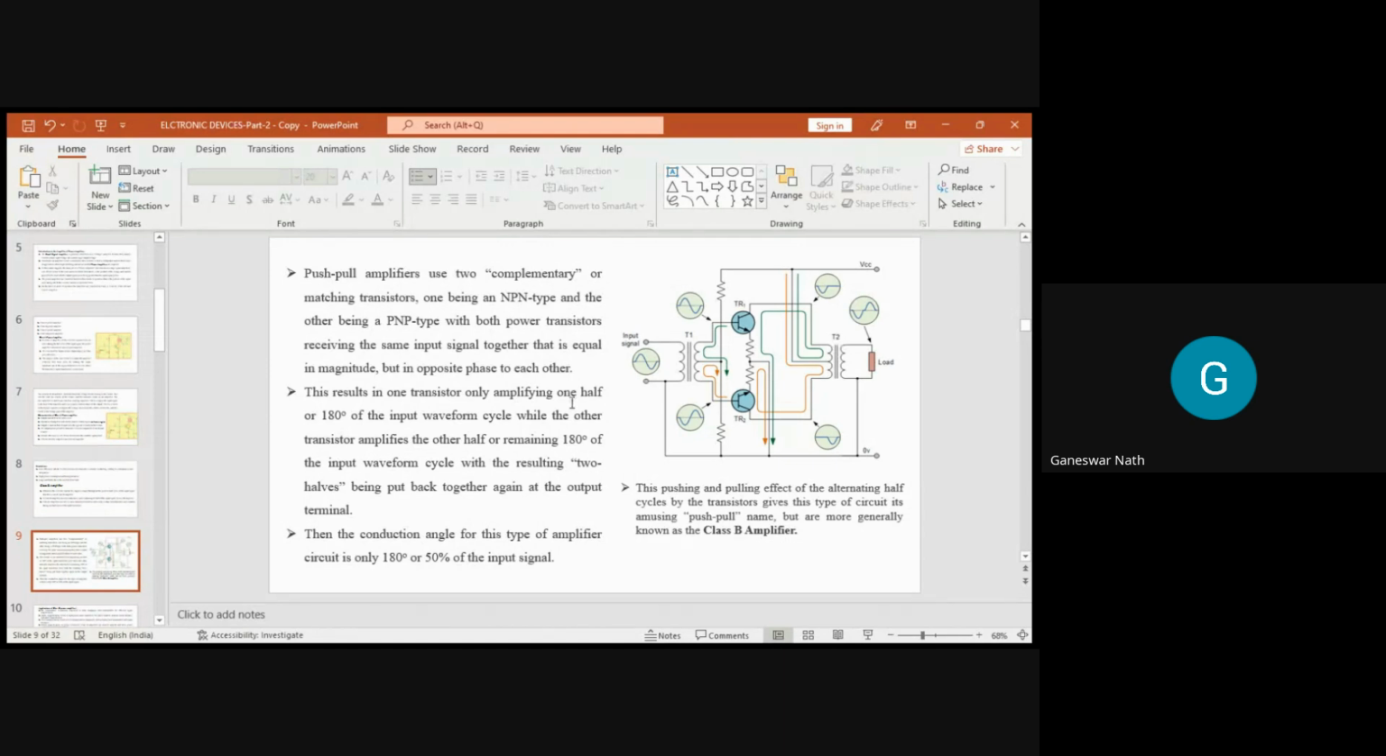So the conduction angle for this type of amplifier circuit is only 180 degrees or 50% of the input. Naturally you can see that in a class A amplifier you are getting 25%, but in class B you are getting 50% of the input signal. So this pushing and pulling effect of the alternating half cycles by the transistors gives this type of circuit its amusing push-pull name, but it is more generally known as the class B amplifier.